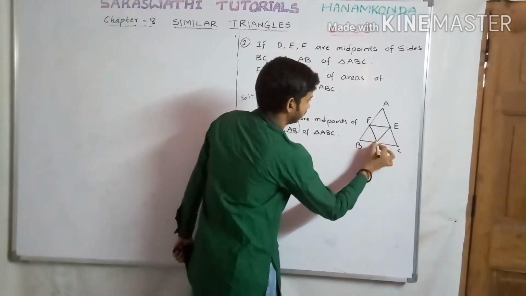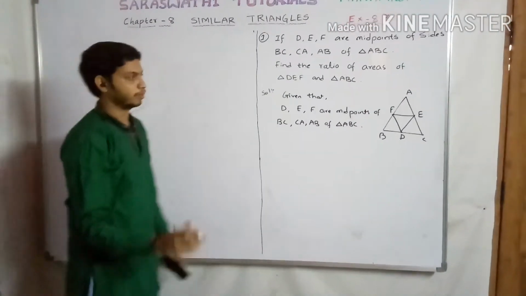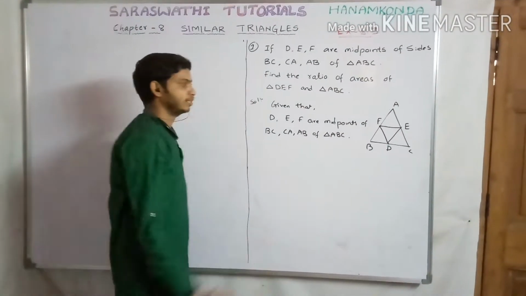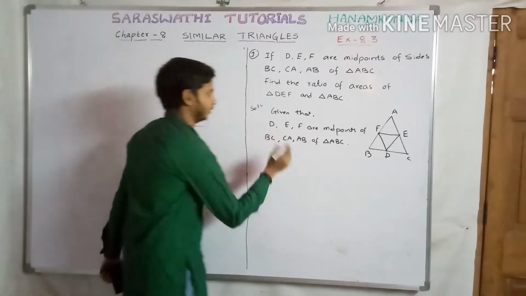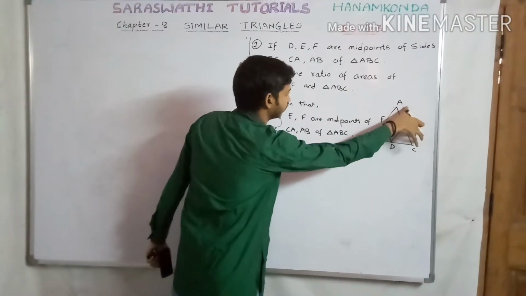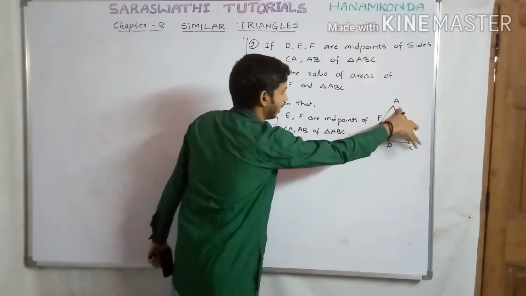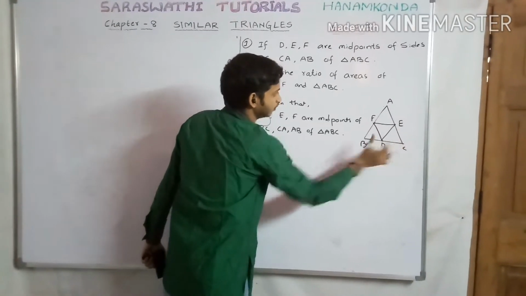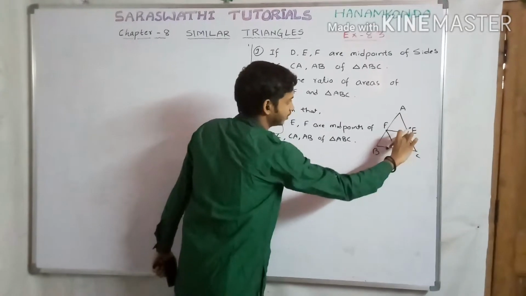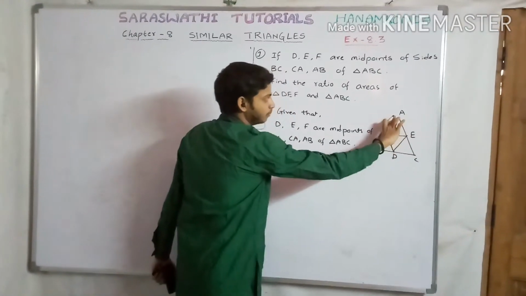So we join DEF. We have learnt in exercise 8.1 fifth problem that a line joining the midpoints of two sides of a triangle is parallel to the third side. So here F is midpoint of AB and E is midpoint of AC. That means this line EF is joining midpoints of AB and AC. Then EF is parallel to BC. Similarly, D is midpoint of BC and E is midpoint of AC. That means DE is the line joining midpoints of BC and AC. Then DE is parallel to AB.